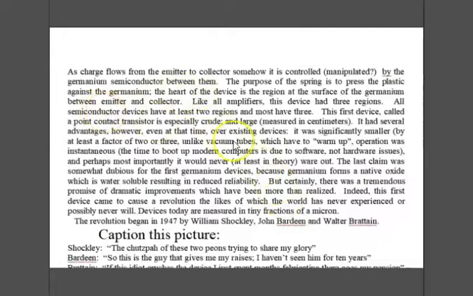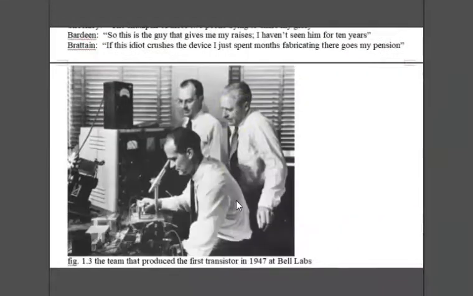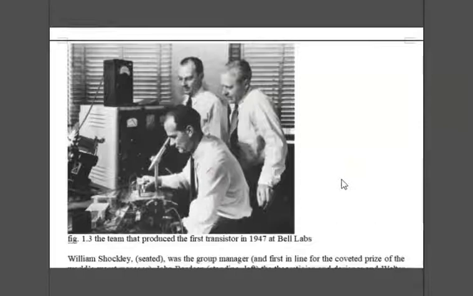So this is from chapter 1, and just a little bit of an explanation of what happens. These are the three main people that invented the transistor. They won the Nobel Prize, I believe, about 4 or 5 years later. This is Bill Shockley looking in the microscope, John Bardeen, and Walter Brattain.